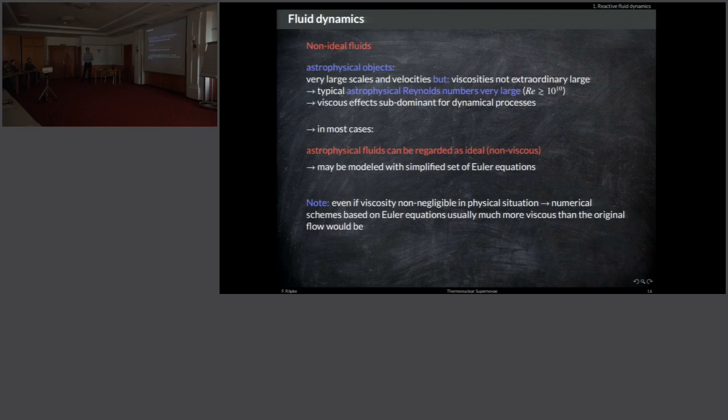So therefore, it does not make much sense to put in an explicit model for the physical viscosity, because if you then do numerical simulations, this will be dominated by numerical effects anyway.